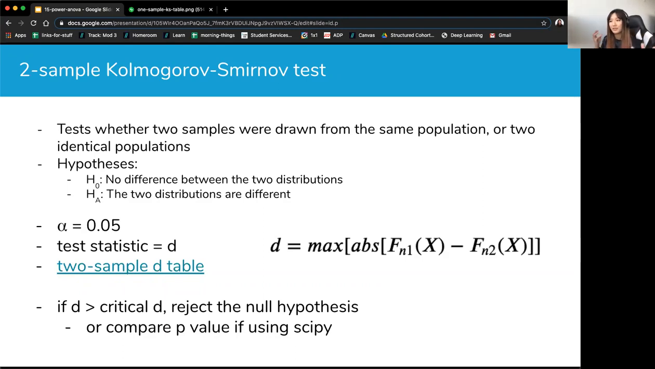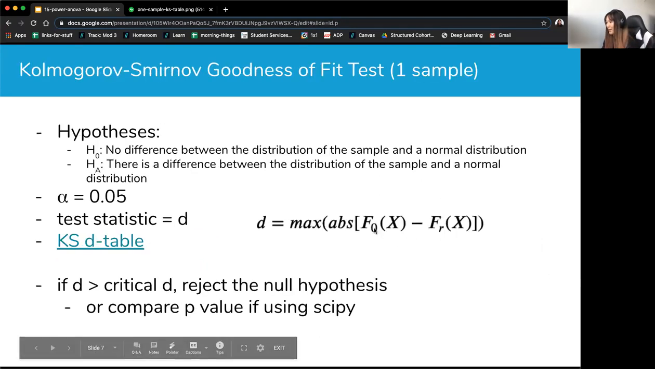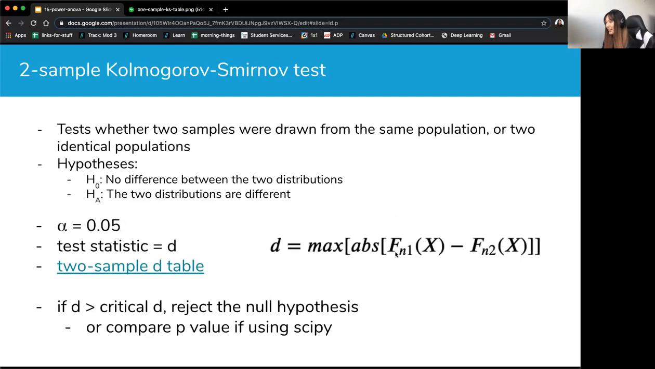The hypotheses are actually very, very similar to the last one. Null hypothesis is there is no difference between the two distributions. Alternate hypothesis is that the two distributions are just different. And in a very similar way, you're just comparing the CDFs of both samples. And you can see here the test statistic D, instead of it being from a normal distribution, you just have 1 and 2 because it's just two samples.